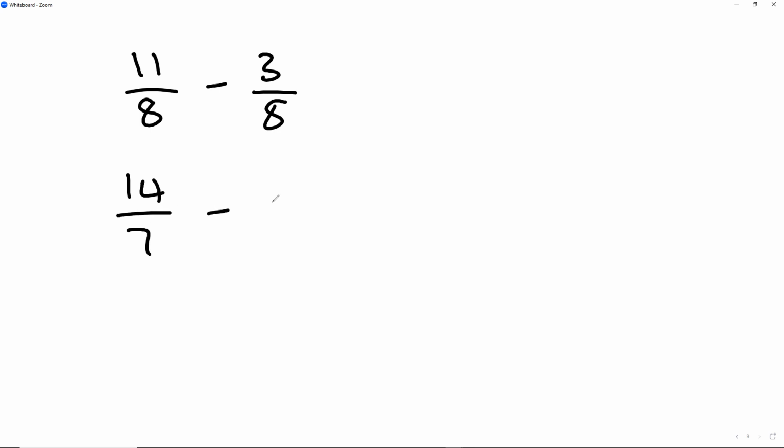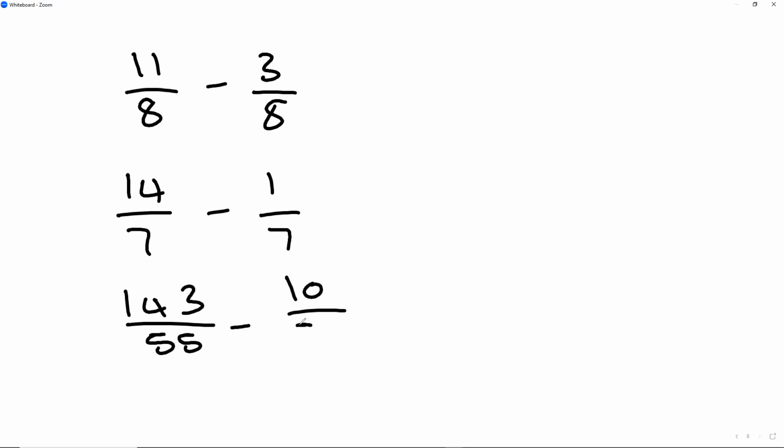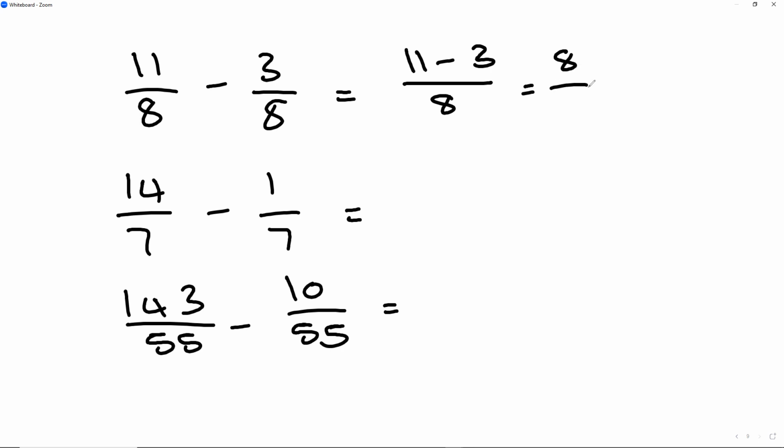We can also subtract fractions like this. It would also work in the same way. I've got 11 over 8 minus 3 over 8. I've got 14 over 7 minus 1 over 7. I've got 143 over 55 minus 10 over 55. All I have to do is subtract the numbers at the top. This will be 11 minus 3 over 8, which is 8 over 8. And remember, 8 divided by 8 is 1 whole.